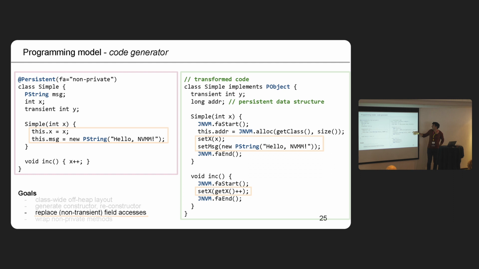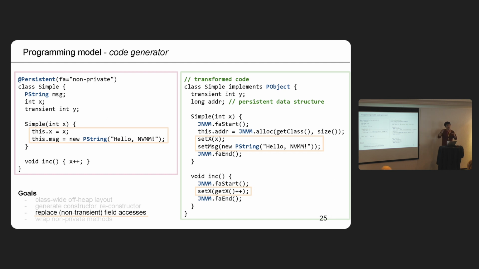So here, for instance, instead of having this x equal x, we execute the setter of x, and then we set the field that contains the message to this new persistent string hello world. So this is the set of operations we are doing.